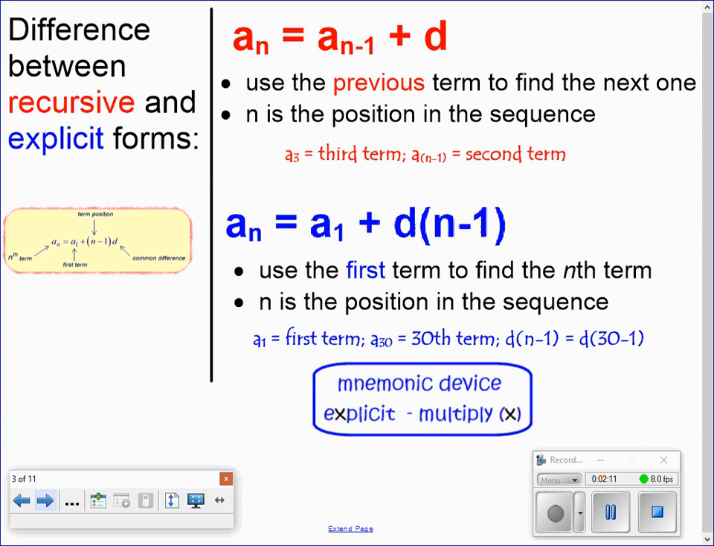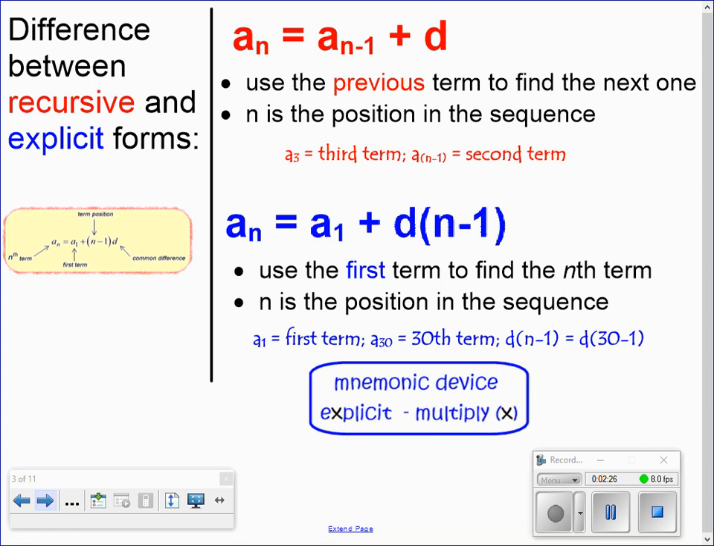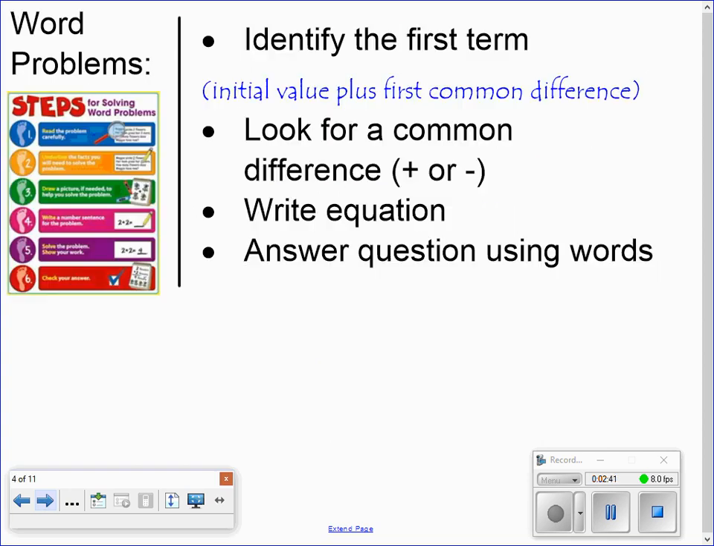And n is that position that's in the sequence. In the explicit formula, a little mnemonic that I like to use to help distinguish between explicit and recursive is that there's an x in the word explicit. When we think about that x, it kind of looks like a multiplication sign. So when we see the word explicit, we should be thinking that we're going to have to multiply in our formula, where with recursive we're just adding.